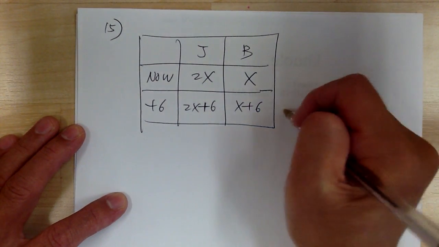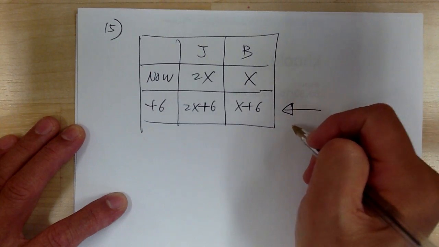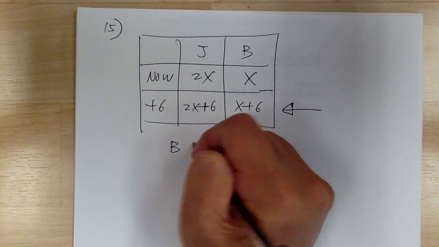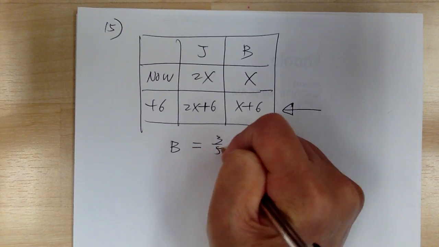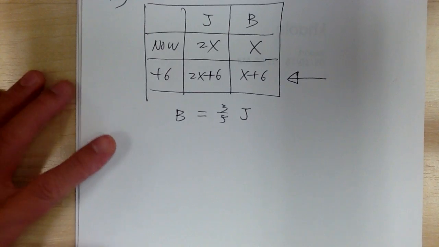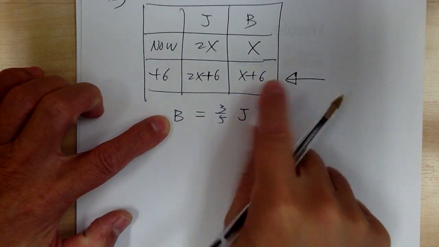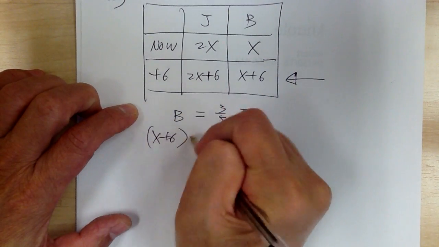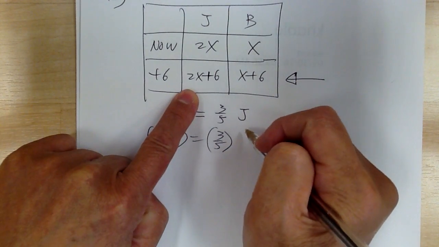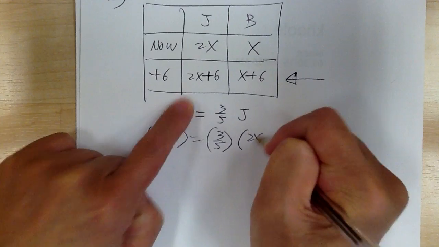It says in 6 years, so you have to use this information over here. In 6 years, Beth's age will be, means equal, 3/5 Jill's age. Right? Again, that's how you translate. You write down exactly what it says. So Beth is x plus 6 equal to 3/5 Jill's age. So 2x plus 6.